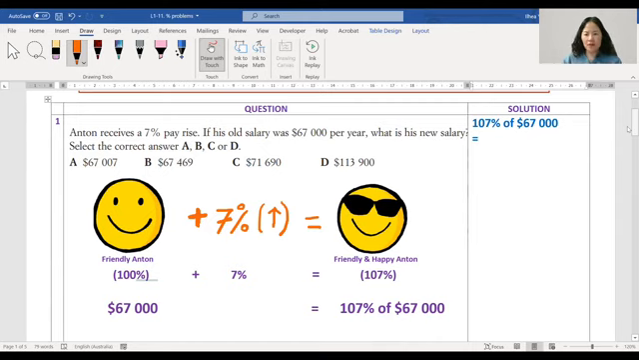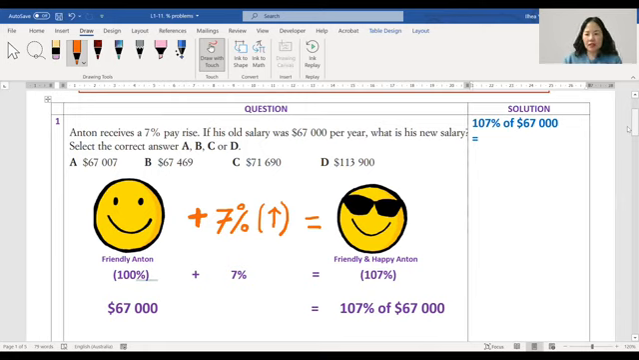67,000 is his 100%. But because he's worked really hard, he got a 7% pay rise. So now he's friendly and happy Anton. So he's getting 107% instead of 100%, right? Because he's got another 7% on top of his old salary. So let's have a look. What we're trying to find here is 107% of his old salary.